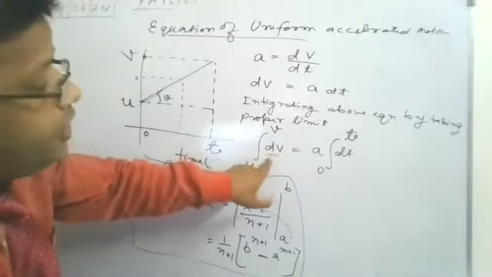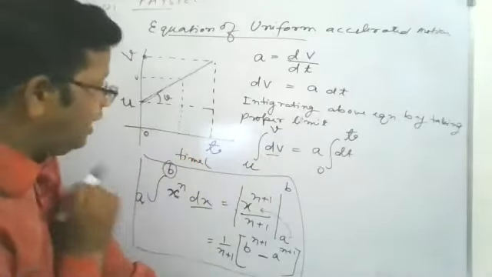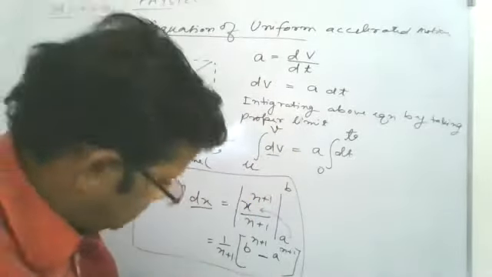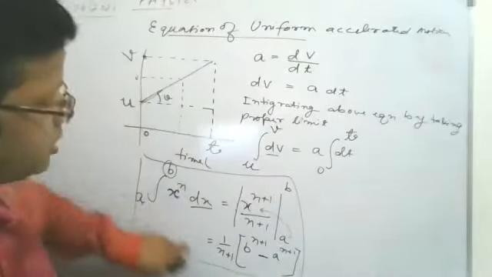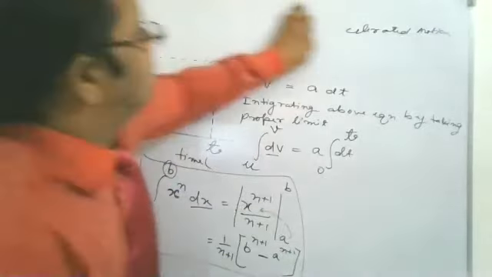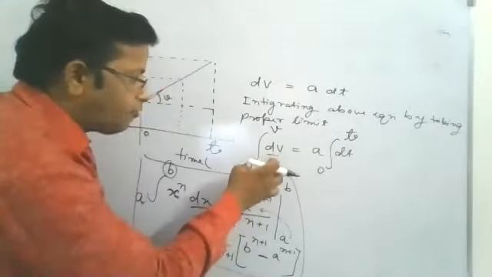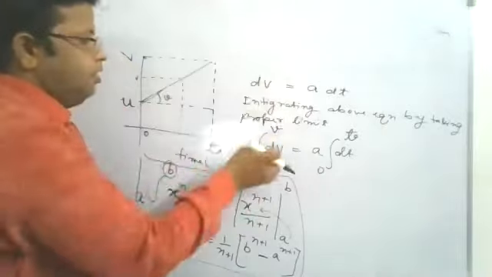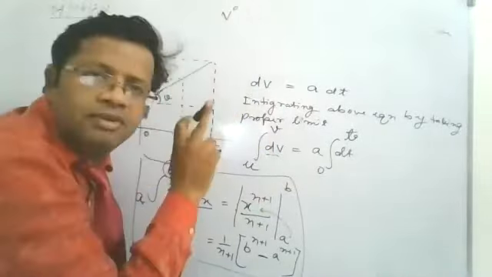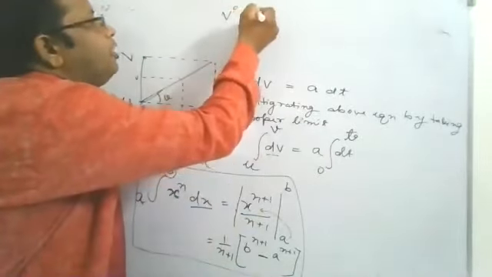What is the power of v here? Only dv is there. Only dx is there. It means we can write dv as... just remember this formula. We can write dv as v to the power 0 into dv.